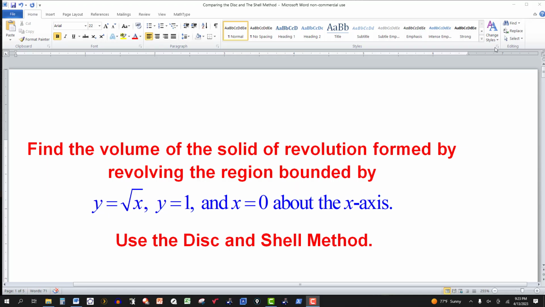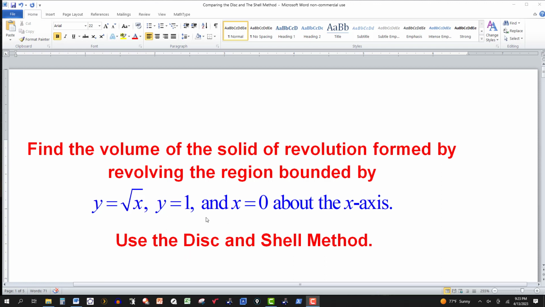Okay, in this video we want to compare the disk method and the shell method for finding the volume of a solid of revolution formed by revolving a certain region about either a vertical line, a horizontal line, the x-axis, the y-axis, and so forth. In this particular case, we have the function y equals square root of x, the horizontal line y equals 1, and the vertical line x equals 0, which is the y-axis. That region will be revolved about the x-axis.